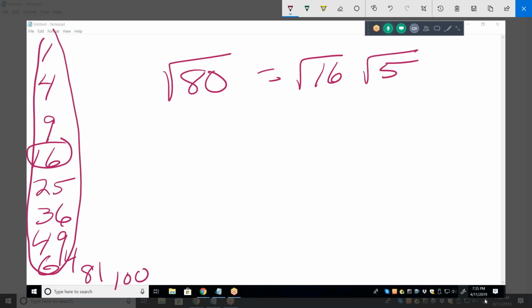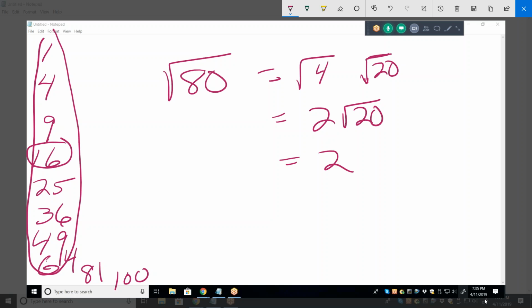Beautiful. Most people don't do it that way. They do it 4 times 20. Okay, well, then, from 16, let's compare it to 4 times 20. There's nothing wrong with this way. It's just a little slower. So that's 2 root 20. Then it would be 2 times 5, which is 10. 10 root. Put the perfect square first.